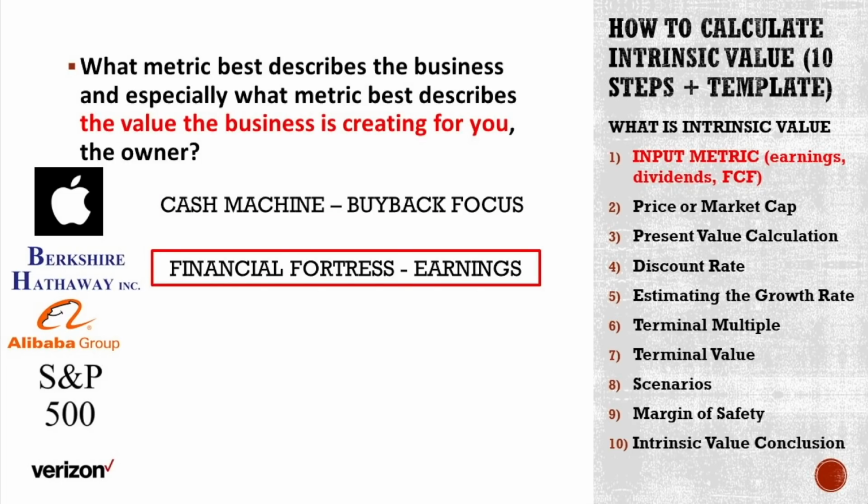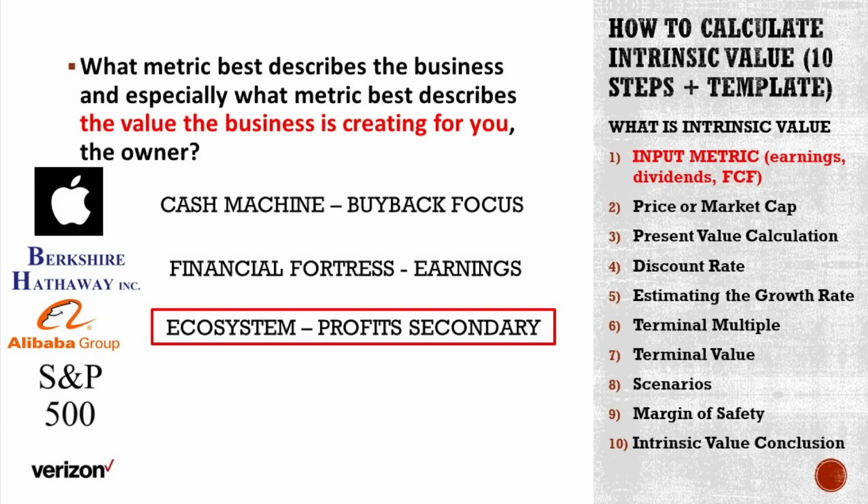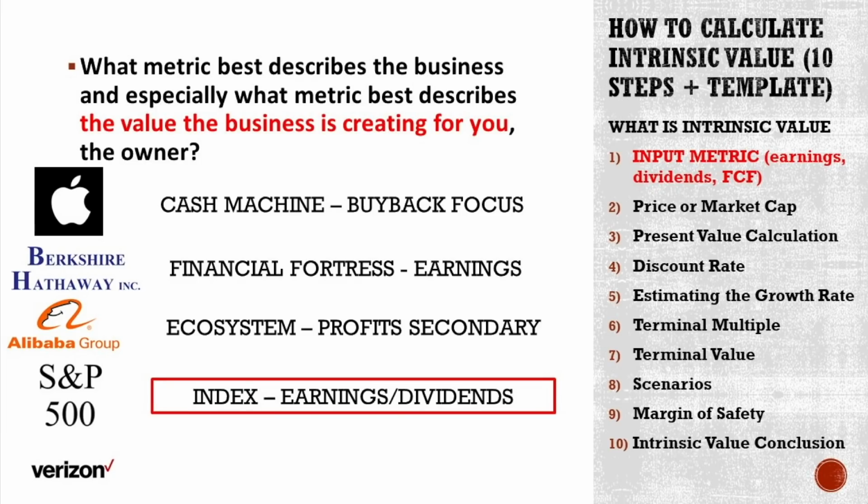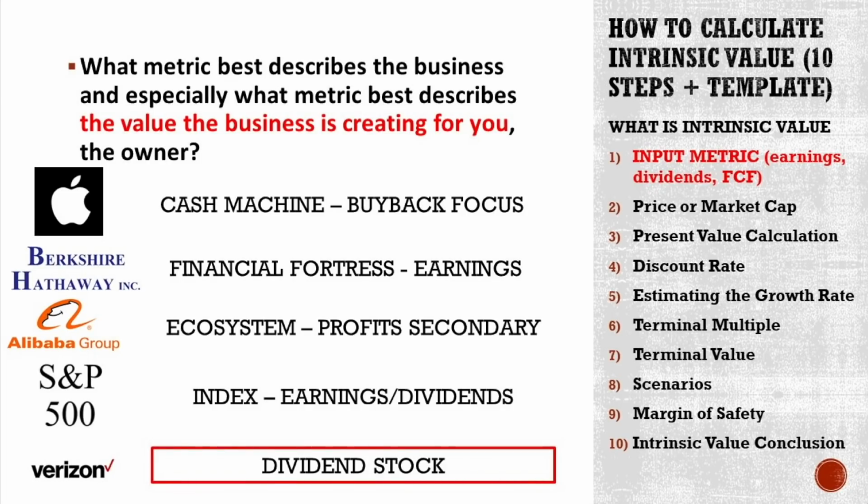Berkshire, a financial fortress, is always focused on earnings, compounding those earnings as it's doing buybacks and impacting not the total numbers but per share numbers. Perhaps even better to use earnings per share. Alibaba, it's an ecosystem creator, a business where profits are temporarily secondary, but you must use something. S&P 500, that's simple, earnings or dividends, whatever you use should be okay. And Verizon is really simple because it's a dividend stock.